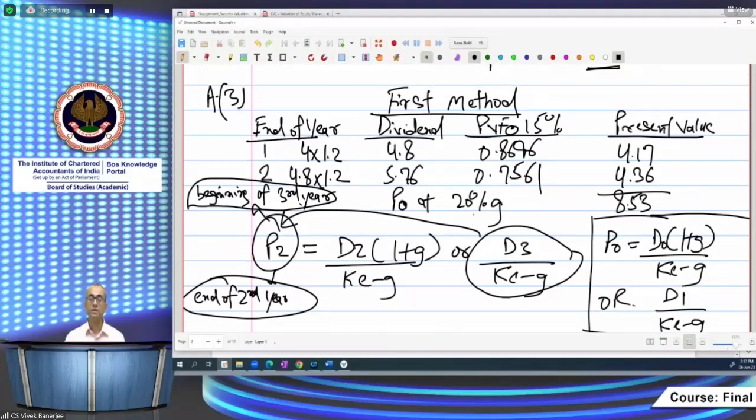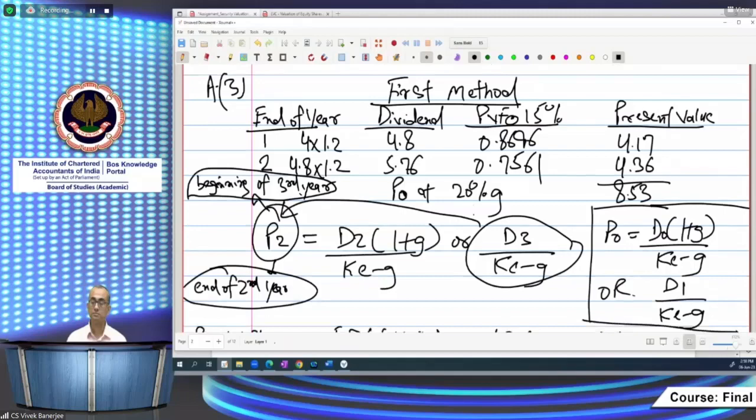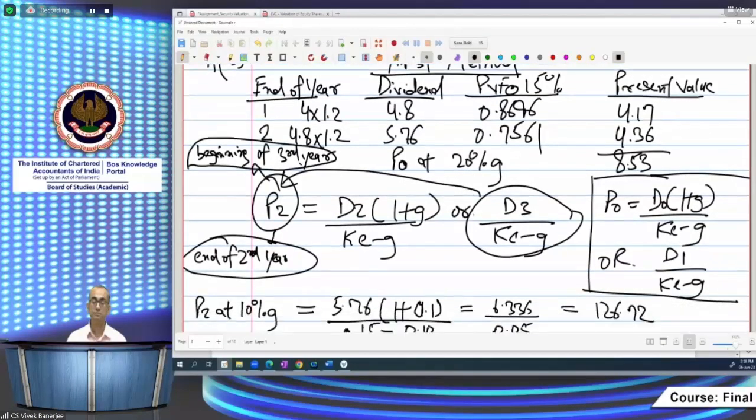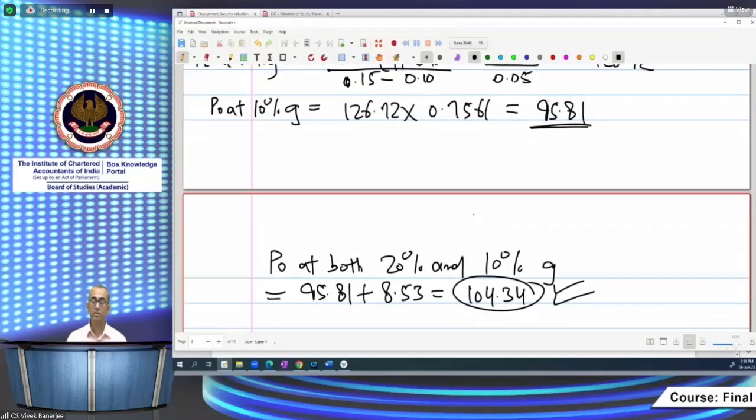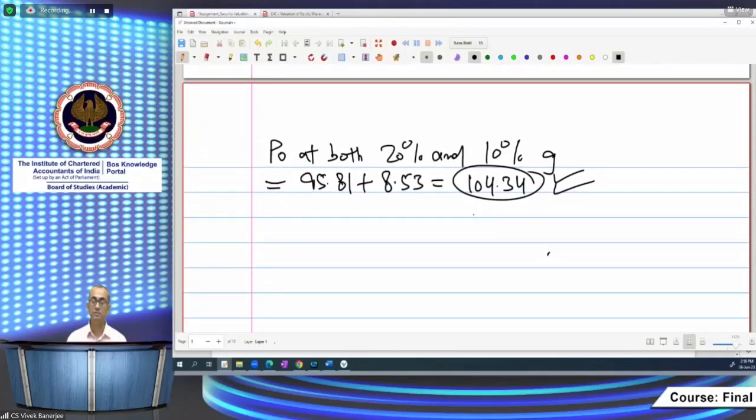So how do we approach this question? We first calculate the present value at the supernormal growth of 20%, and then we calculate the present value at the 10% growth rate and add both the figures. It can be calculated by applying the formula which is given in your study material. So let us solve this by an alternative method.